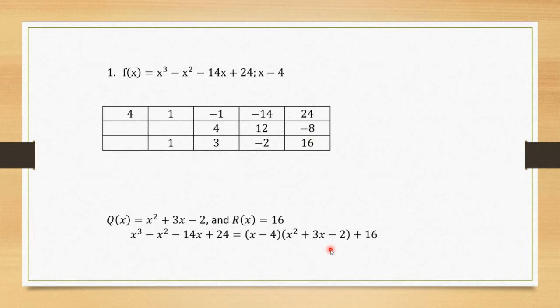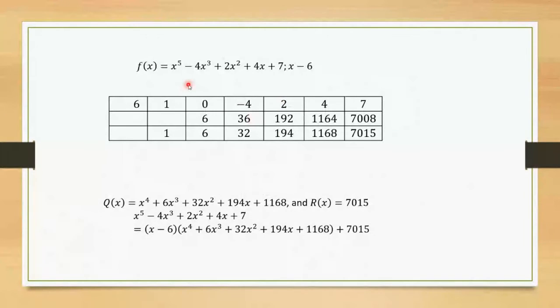Okay, next, this one. Again, here we go. The 6 comes here. We have 1. Notice there's no degree 4 term. So what do we do? We put the 0. We use 0 as a placeholder. We have minus 4x cubed, 2x squared, 4x, and 7, as you can see.